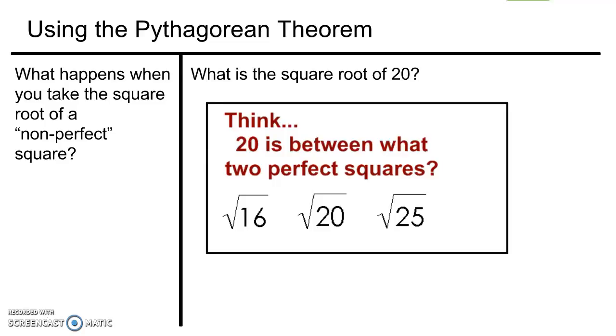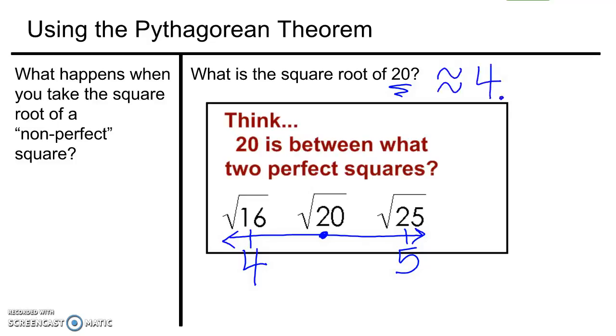How do I find the square root of an imperfect square? The first thing we do is think, which two perfect squares is that number between? So if I was doing the square root of 20, then I would draw a number line and think it is between the square root of 16 and the square root of 25. The square root of 16 is 4, and the square root of 25 is 5. Since I know that it is going to be somewhere between 4 and 5, I can go ahead and say the square root of 20 is going to be approximately 4 point something.